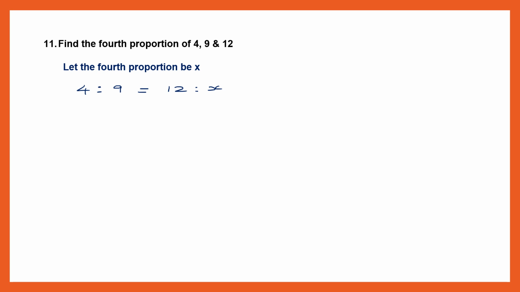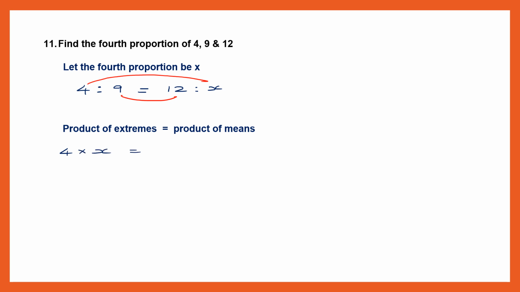So here we are going to use the formula product of extremes equals product of means. So these are the extremes and these are the means. So that will be 4 into x is equal to 9 into 12. Now we're going to find the value of x.